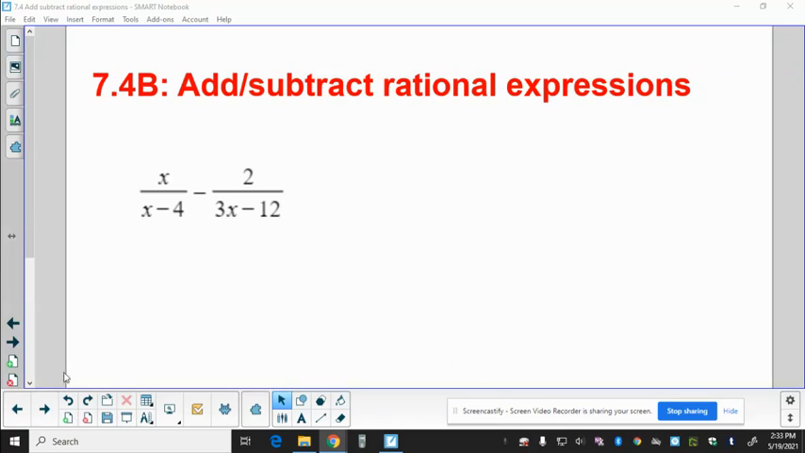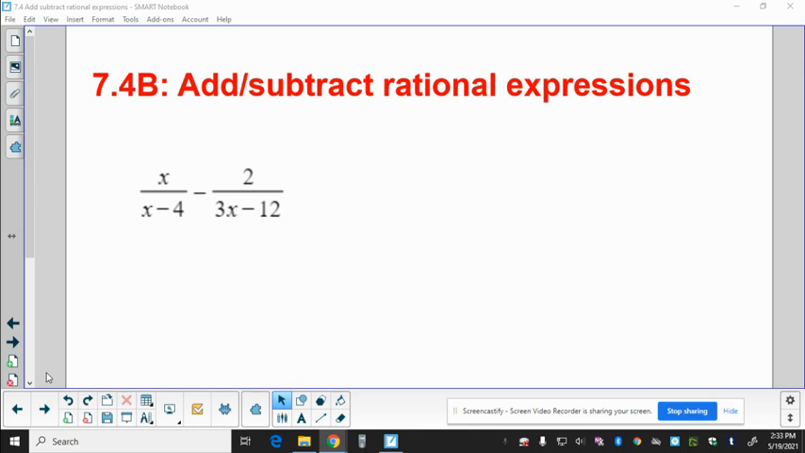Okay, time to get back into lesson 7.4. Second part. Let's look at some different types of questions that involve adding and subtracting rational expressions. See what these are all about.